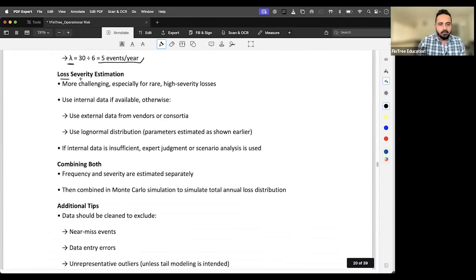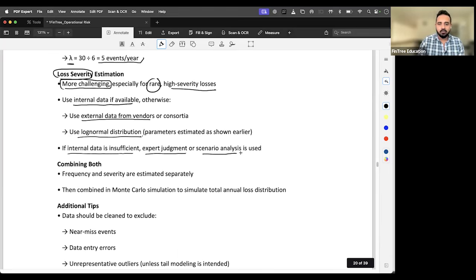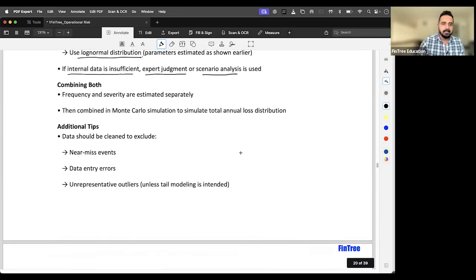How would you figure out loss severity? Look at this. It says it is more challenging, especially for rare high severity losses. How do you estimate losses from a cyber attack, right? Very tough. Use internal data if available. Use external data from vendors. Use log normal distribution. If internal data is insufficient, use expert judgment or do scenario analysis. Then combine the both.